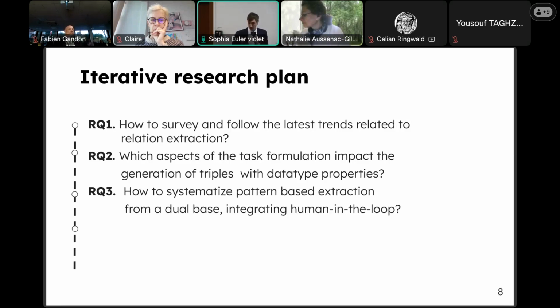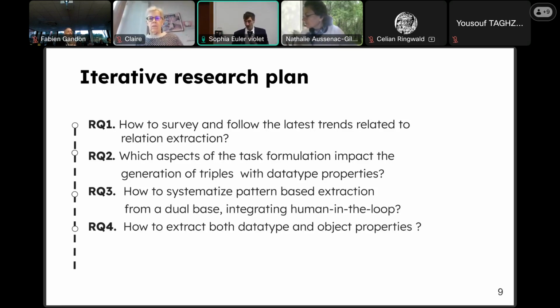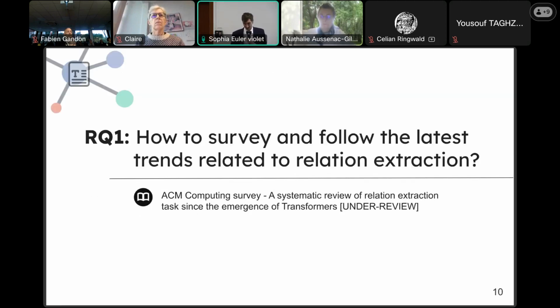The third research question we addressed was related to how to systematize this pattern-based extraction from a dual base, integrating a human in the loop. And the last research question we addressed was related to the extension of our work to both types of properties, namely the data type and the object properties. So let's start now with the first research question, which is related to how to survey or understand the current state of the art of relation extraction.